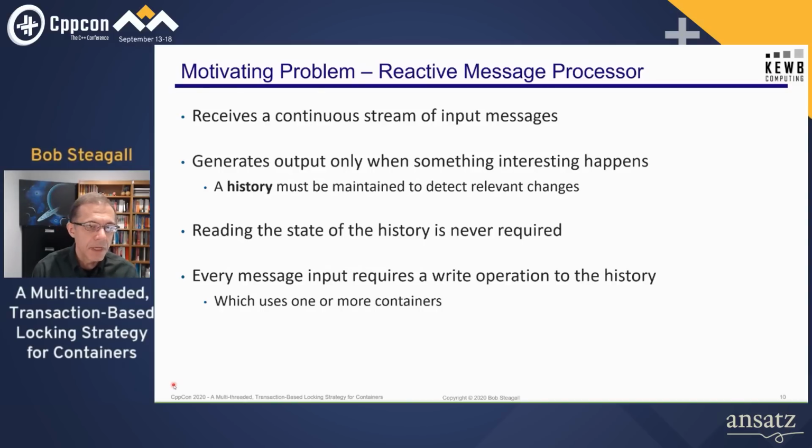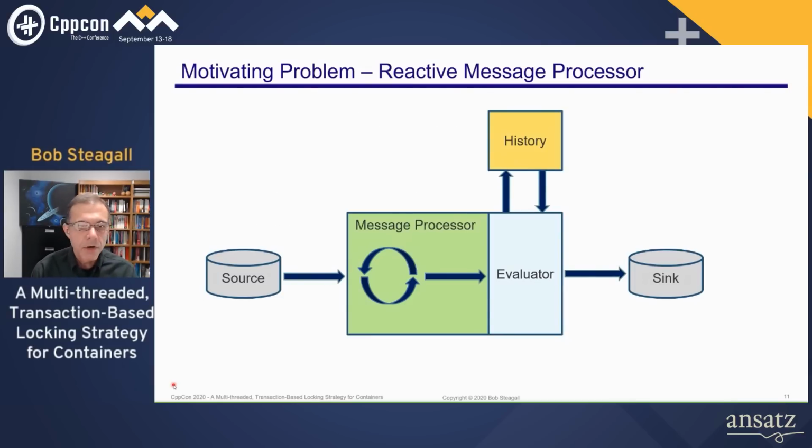And the history, as I mentioned, in the work I was doing before, can be one or more containers. In the code that I'll show you today, I'm just using a single vector to demonstrate the algorithm. So here's a diagram of our reactive message processor. We have our input source, we have messages that come in, we process the messages, we look into the history, we pull some data back out, we decide whether or not we need to evaluate, and in the process of evaluation, whether or not we've created an interesting message, if an interesting change has happened, and if it has, we send it out to the sink.